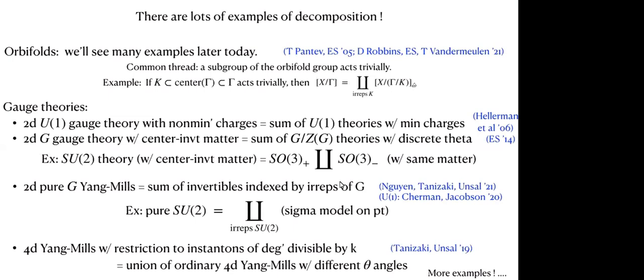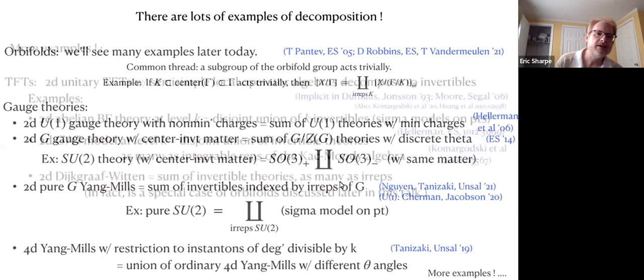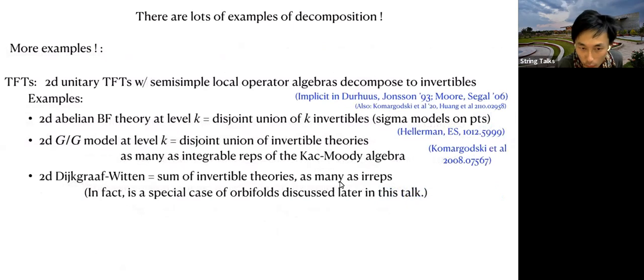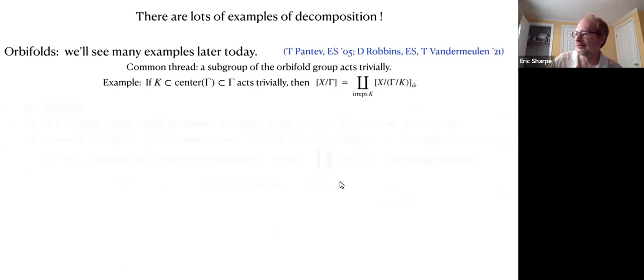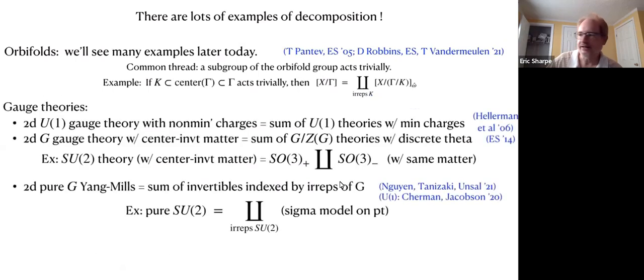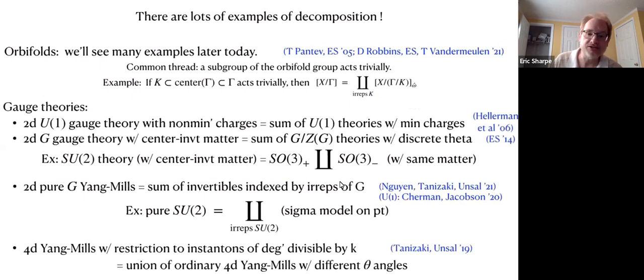So let me give a few more examples of decomposition. Can you say what is K in the previous example? Oh, K is just some integer. So I might ask for instantons of even instanton number, so instantons of instanton number divisible by 2. Ordinarily we don't do this for reasons involving cluster decomposition, which I will come back to later. My point is just that this is yet another seemingly different example of how a decomposition could be.